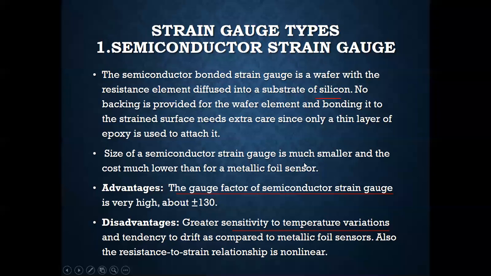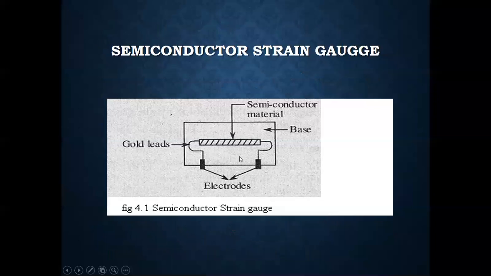The size of the semiconductor strain gauge is very small and the cost is much lower than the metallic foil sensor. The advantage is that the gauge factor is very high in the case of a semiconductor strain gauge, nearly around 130, so we will get a better reading. The disadvantage is greater sensitivity to temperature variation. If temperature is varied, this semiconductor strain gauge may give a false reading. This is the figure of a semiconductor strain gauge.